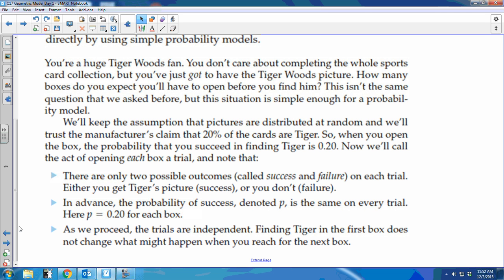You know the probability of getting a Tiger card is 0.2, so you know the probability of success, which means you also know the probability of failure. If you can get a Tiger card 20% of the time, then how often do you not get a Tiger card? 80% of the time.